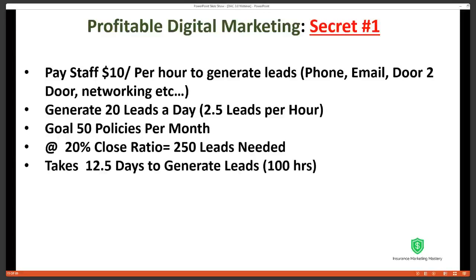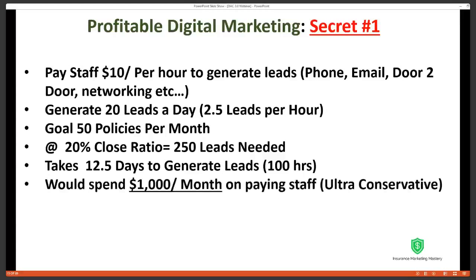You got it. 100 hours at $10 an hour. And that's if they're a superstar getting 20 leads a day, that's 2.5 hours. That means you're going to spend $1,000 a month on paying staff, not even counting commission, not even counting bonuses. And that's if they're a superstar getting you 20 leads a day, which only one person said they had someone doing half of that.